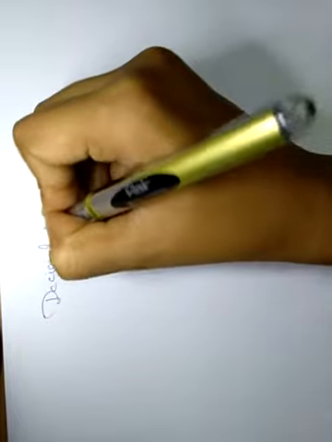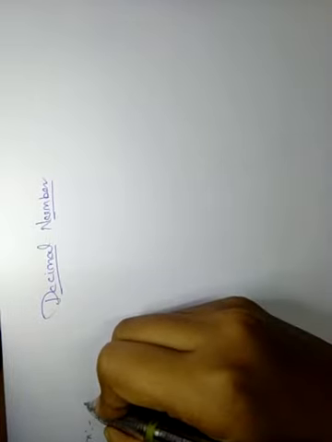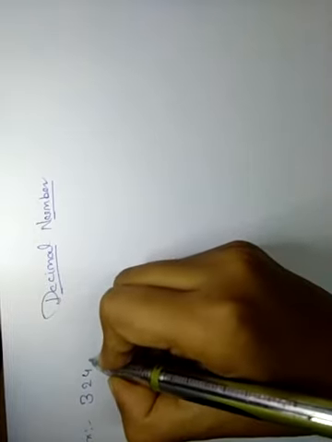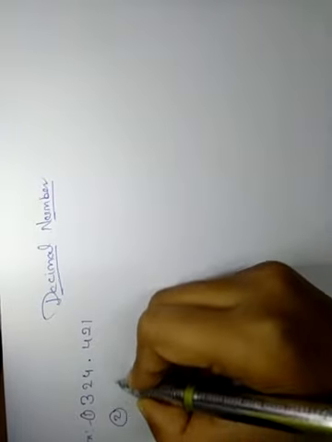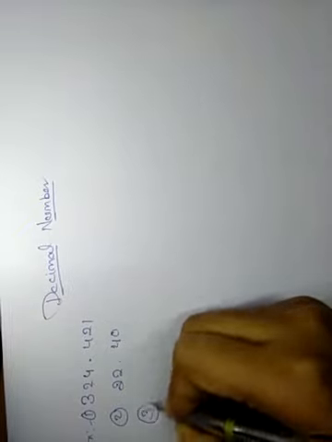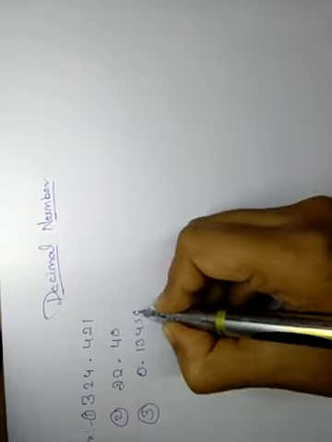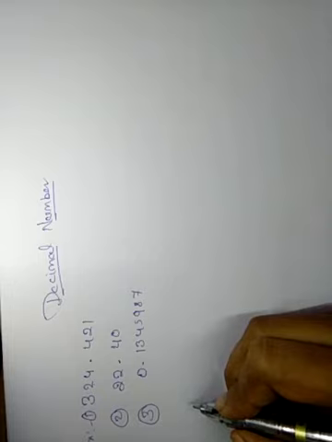So, decimal numbers. We'll take some examples for decimal numbers. First example, 324.421. Second example, 22.40. Third example, 0.1345987. Right? These are the examples for a decimal number.